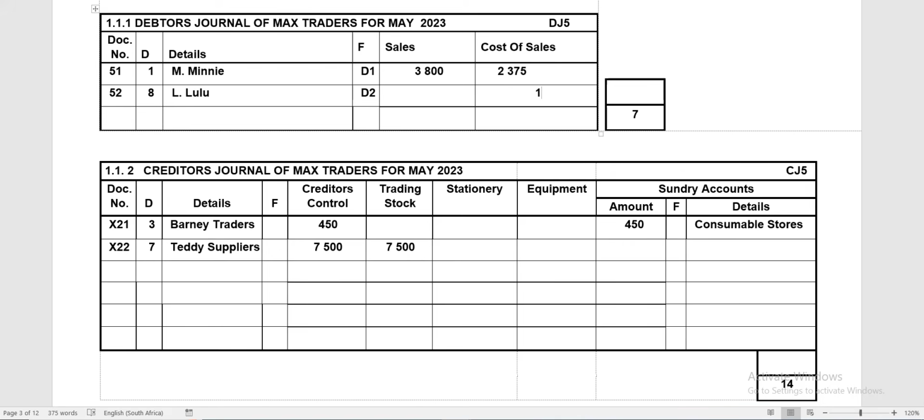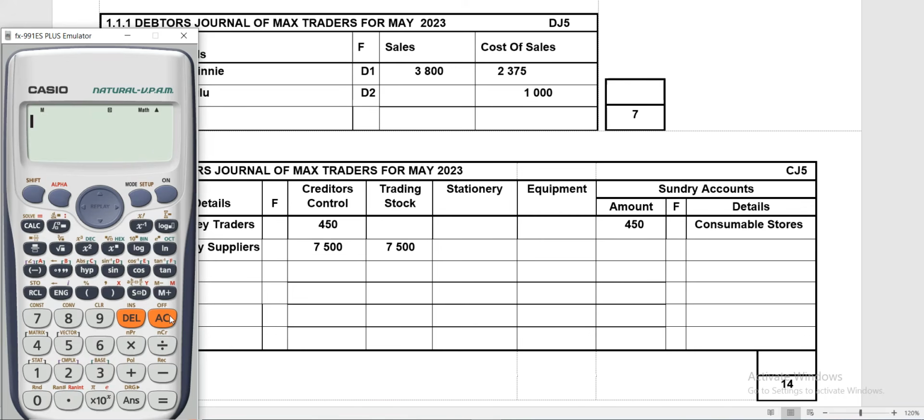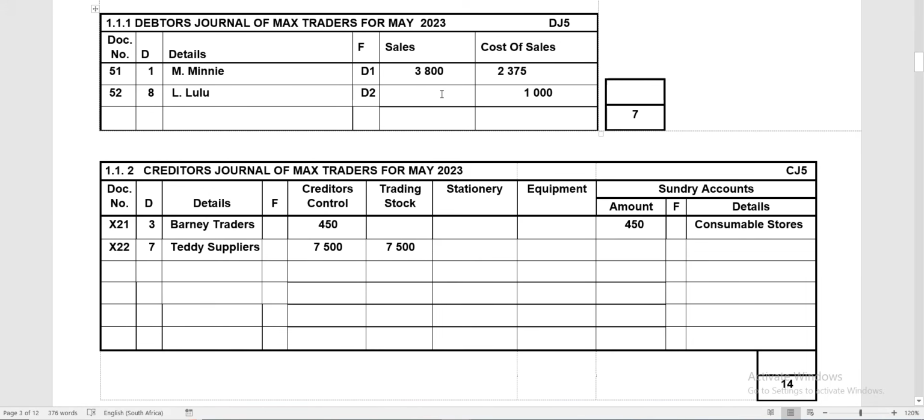They only gave us the cost price, meaning that we must look for the selling price, and we need to know how to get it. Since we are given the cost price, we'll get the selling price by saying 160 divided by 100 multiplied by 1,000, which will give us 1,600.